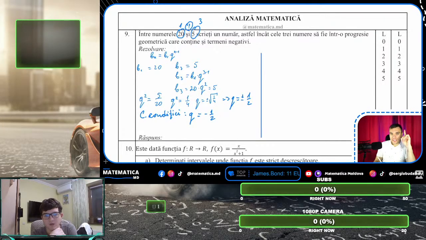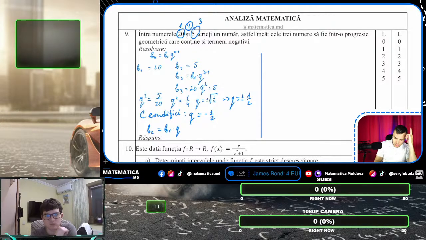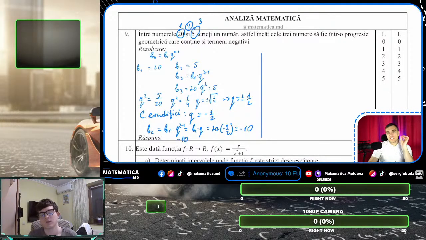So it has to be negative in the condition, so you take the negative part. Amazing. So b2 will be b1. We know that. Now q, we know what that is: power 2 minus 1. So b1q, that's 20, so that's minus 10. Amazing. So we wrote that line.